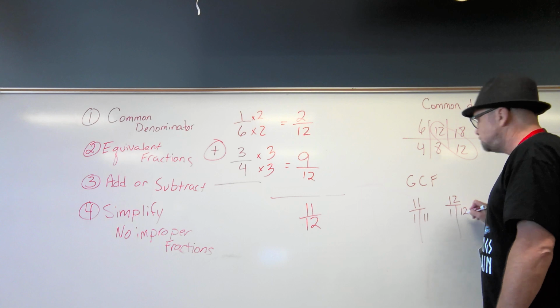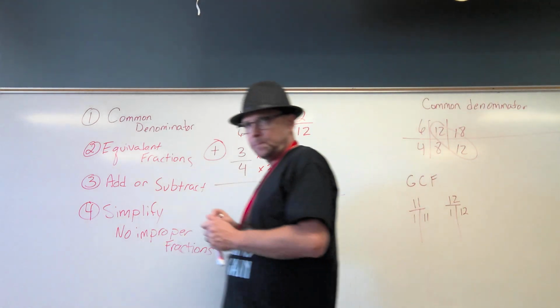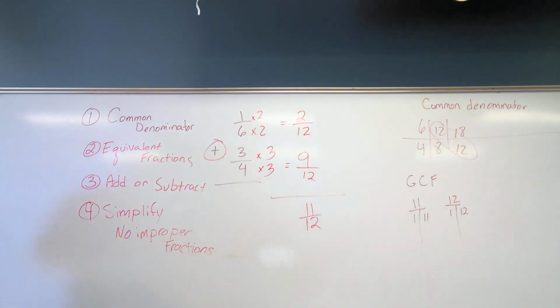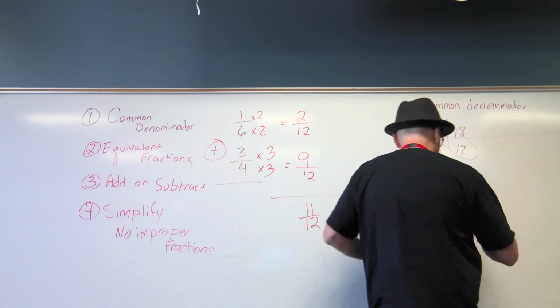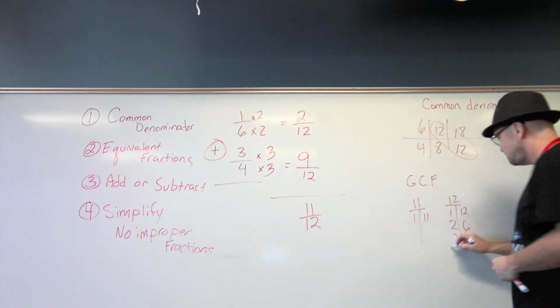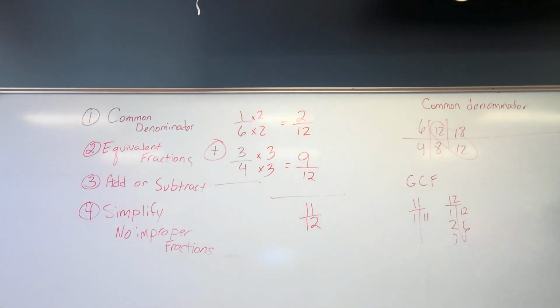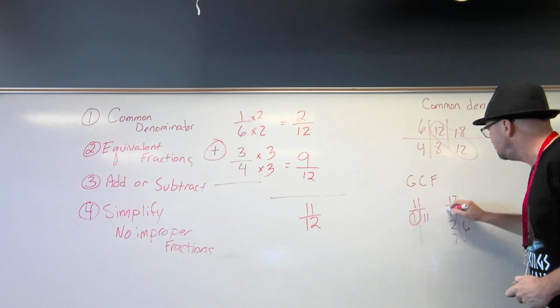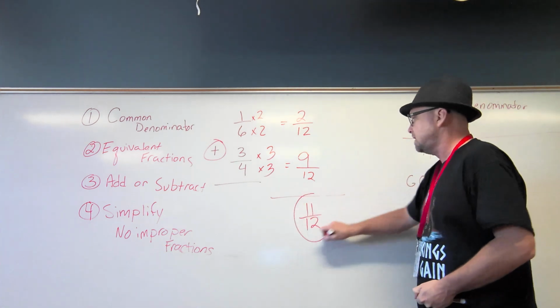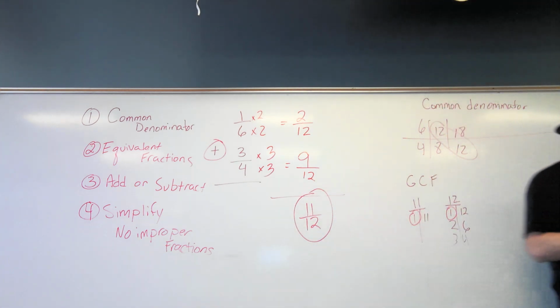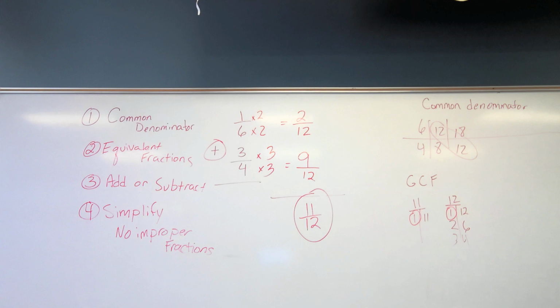We always start with 1 and 12. Jaden, what else? 1 and 12, and 2 and 6. And DJ? 3 and 4. Now we find what they have in common. They both have a 1 in common. Do they have anything else in common? No. If they have nothing else in common, then that fraction is already in lowest terms.